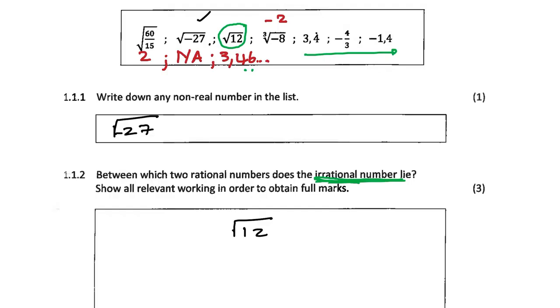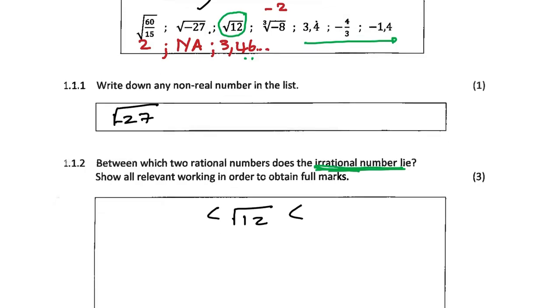So now how do you show the two rational numbers that this irrational number is in between? You are going to first use your calculator to see what the square root of 12 is. We already know that the square root of 12 is the same thing as 3.46. And therefore you know that the rational number that is less than 3.46 is just going to be 3, and the number that is greater than that is going to be 4. So now you have identified the two rational numbers that this irrational number is in between.